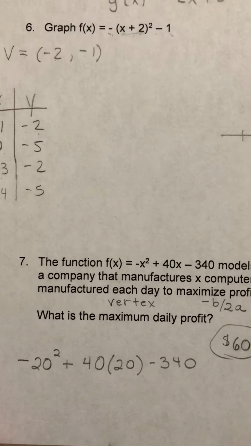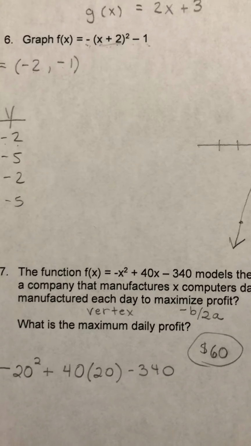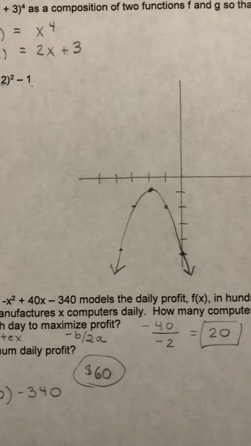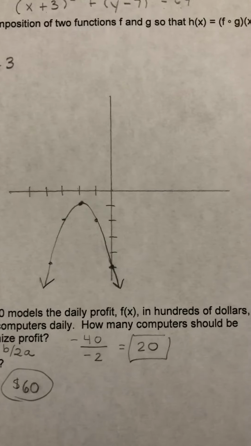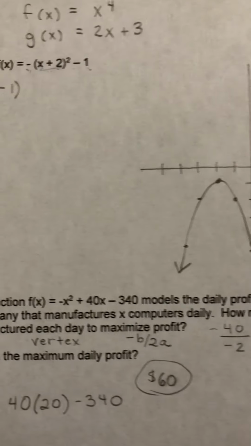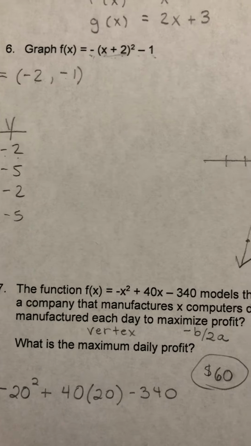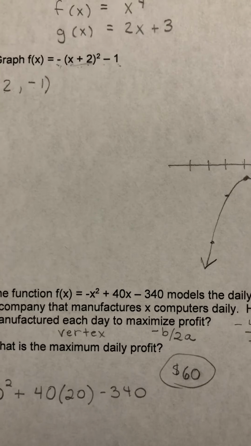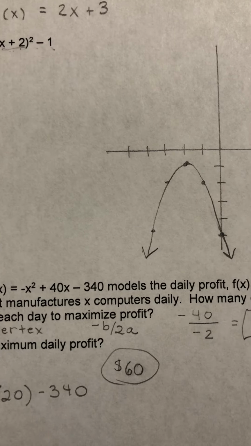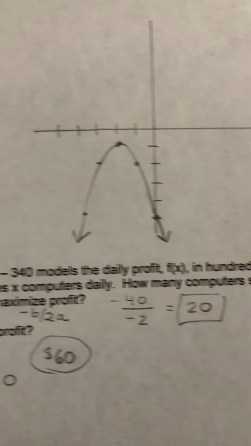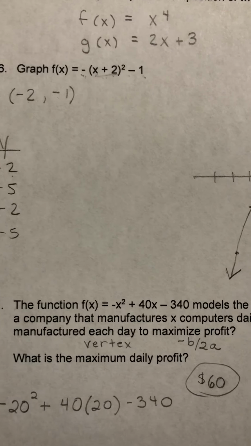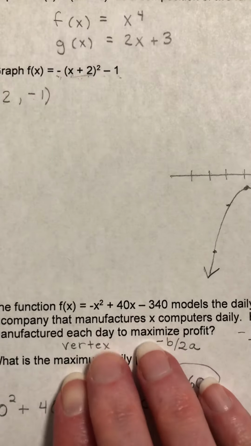Problem number 7, the function f of x equals the opposite of x squared plus 40x minus 340 models the daily profit f of x in hundreds of dollars for a company that manufactures x computers daily. How many computers should be manufactured each day to maximize profit?